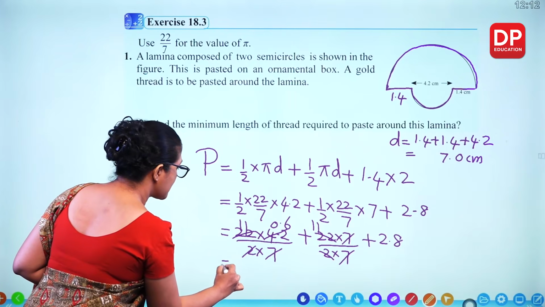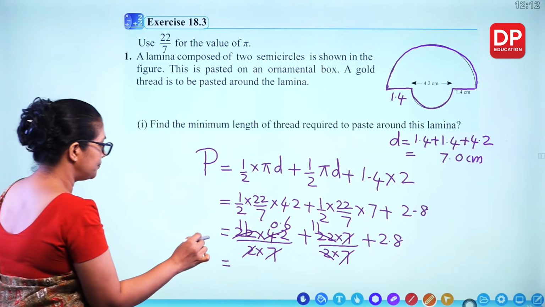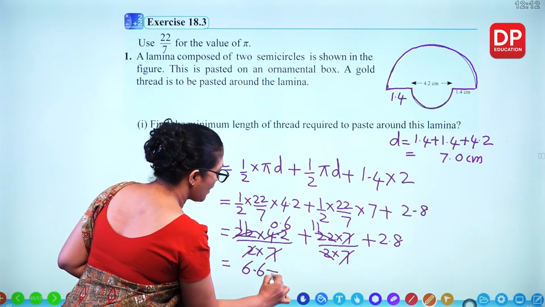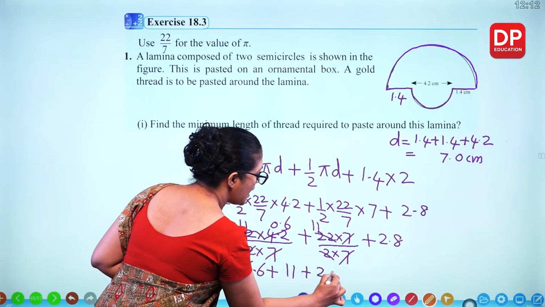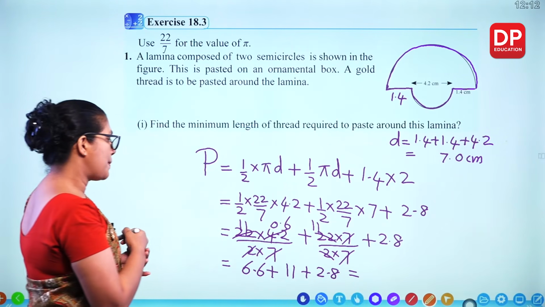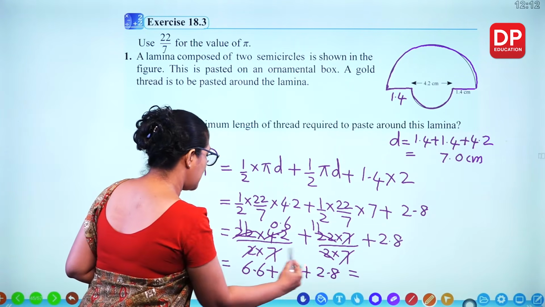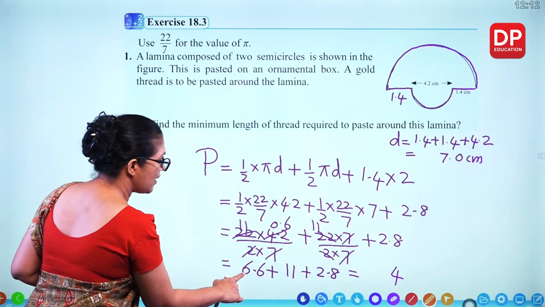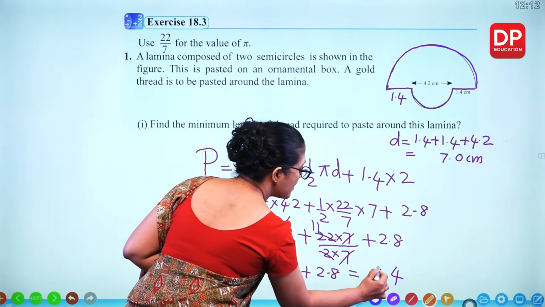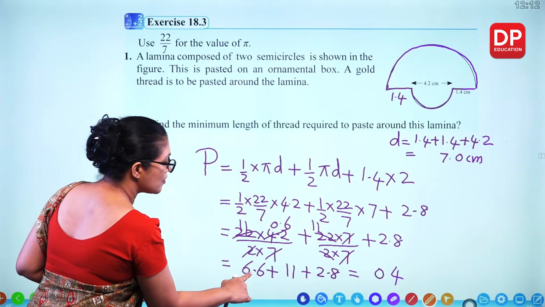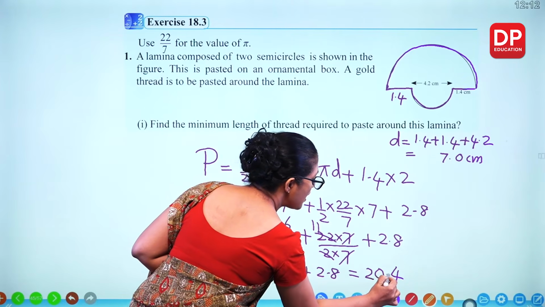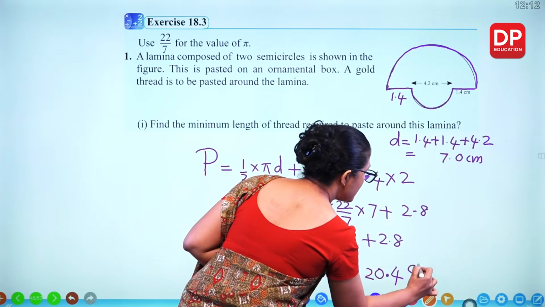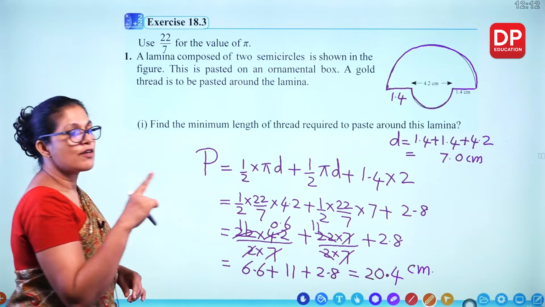Now what's the final answer? 11 times 0.6? 6.6. And 11 there and 2.8. When you add it together, 8, 6, 14. 1 remaining. So 7, 8, 9, 10. 1 remaining. So you get 2. So 20.4. So keep 1 decimal place. 20.4 centimeters is the perimeter of this figure.